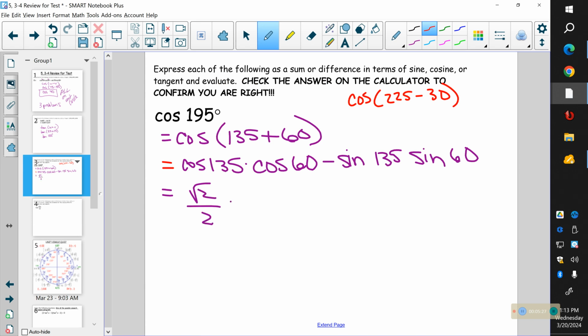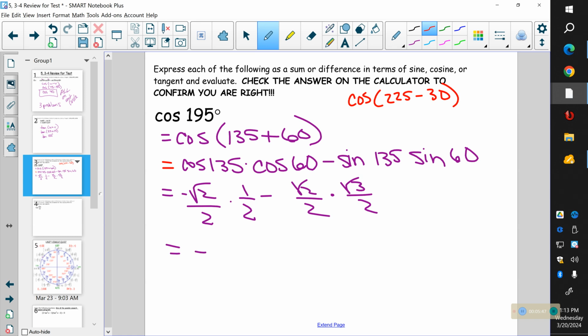What is the cosine? You just did sine for. Negative. I wanted the cosine of 135, thank you. So that's negative square root of 2 over 2. The cosine is going to be 1/2. The sine is the square root of 2 over 2. And then the sine of 60 is going to be the square root of 3 over 2. Yes?